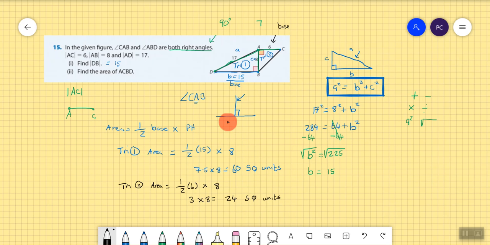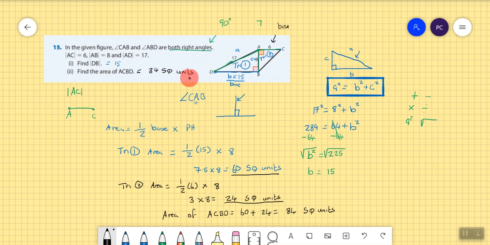And what we can say then is that to find the area of the whole shape, ACBD, it's just going to be these two areas added together. So the area of ACBD is equal to 60 plus 24, which is equal to 84 square units.